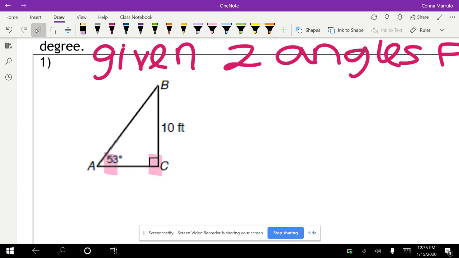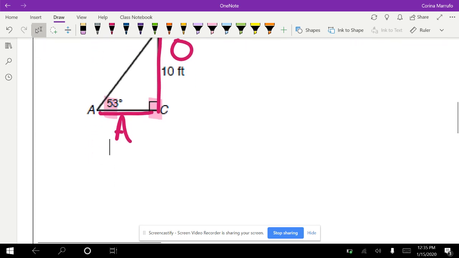So this 10 is going to be our opposite, and we know the angle is 53. Then we need to find the adjacent and the hypotenuse. We can start with whichever one we want. In this case, I'm going to start with the adjacent side. Since we're doing O and A, we figure out which trig function to use. In this case, we are going to use tangent.